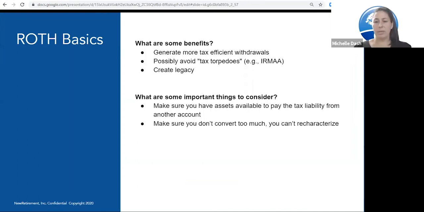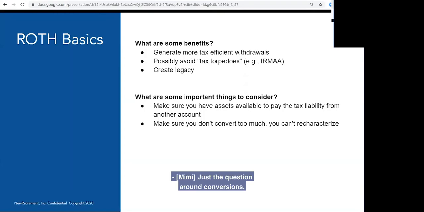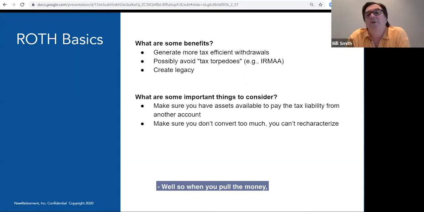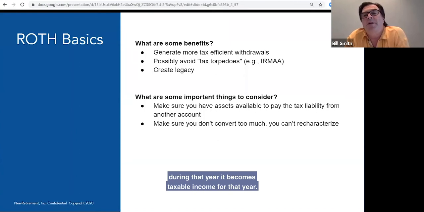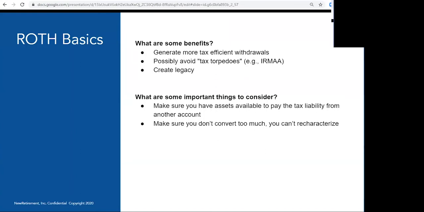Go ahead, Mimi. Just a quick question around conversions. Is December 31st the last day to convert for the year, or is it similar to contributing to an IRA, where you have until April 15th of the following year to do it for the previous year? Well, when you pull the money, it's December 31st, because you're going to pull the money out during that year and it becomes taxable income for that year. Okay, great. Thank you. Yep.